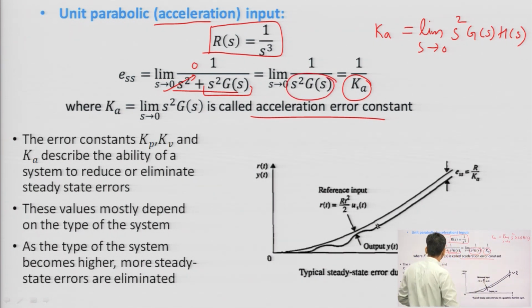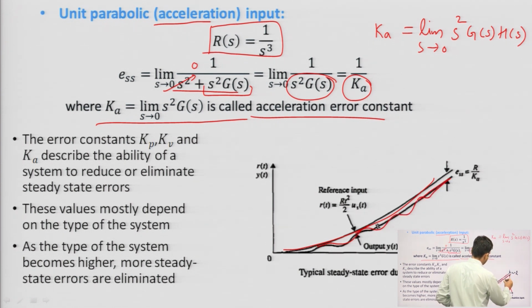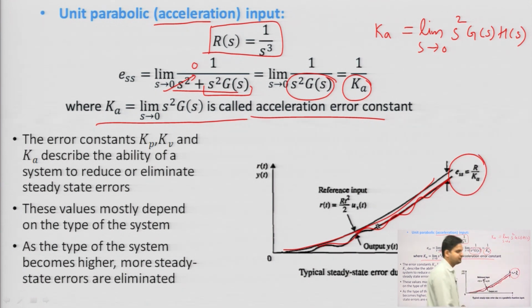Okay. So, these are the various error constants: acceleration, position and velocity error constants, and this is the graph coming. You can say this is my parabolic input, and my output is running around this input. The difference between them is given by the steady state error in terms of K_a.